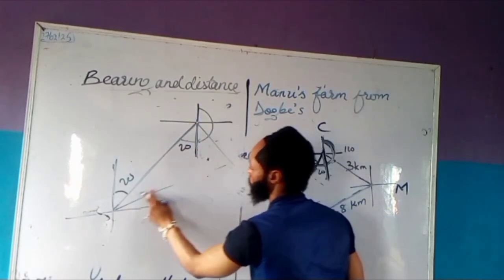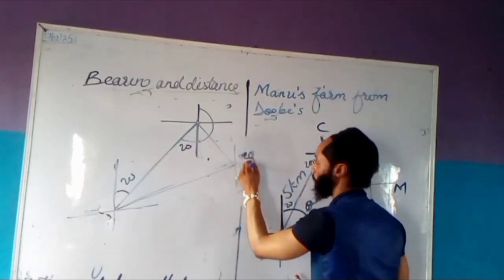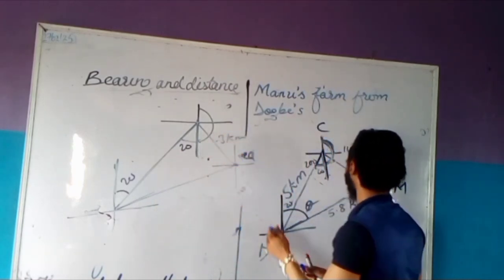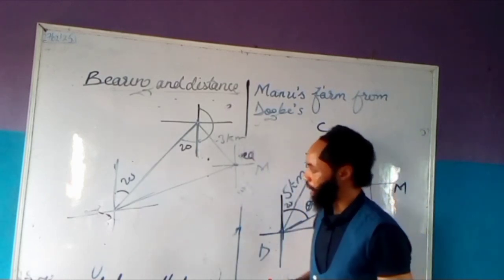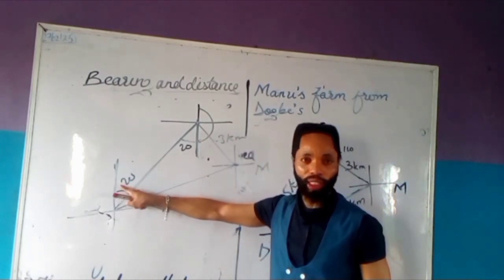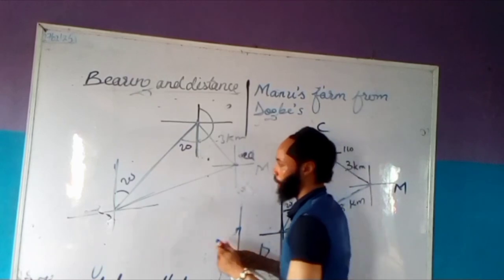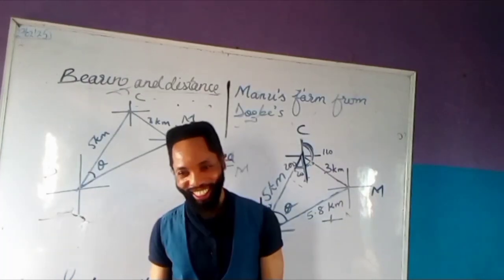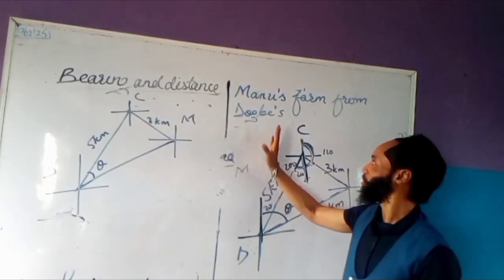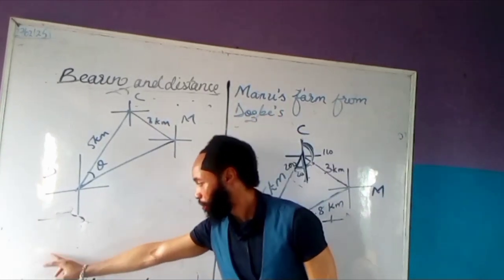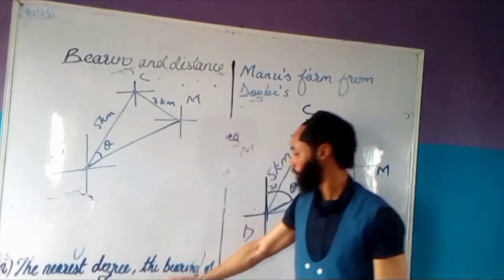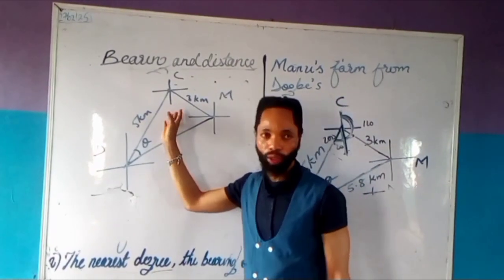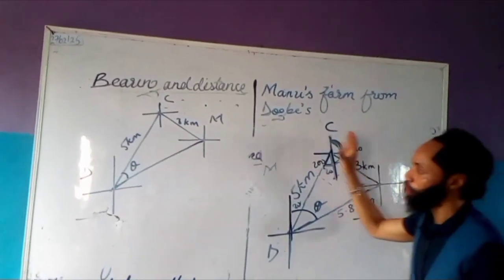This is our 3 kilometer, and this is Manu's farm. We are asked to find the bearing. Since we know here is 20 degrees already, it will be easy to find this place, having known that the whole of this is 90 degrees. We want to answer to the nearest degree the bearing of Manu's farm from Gobe's farm, and we have this information from the initial question.